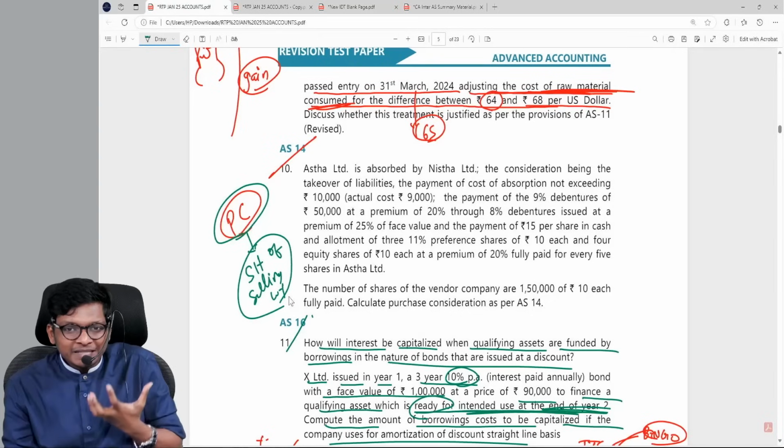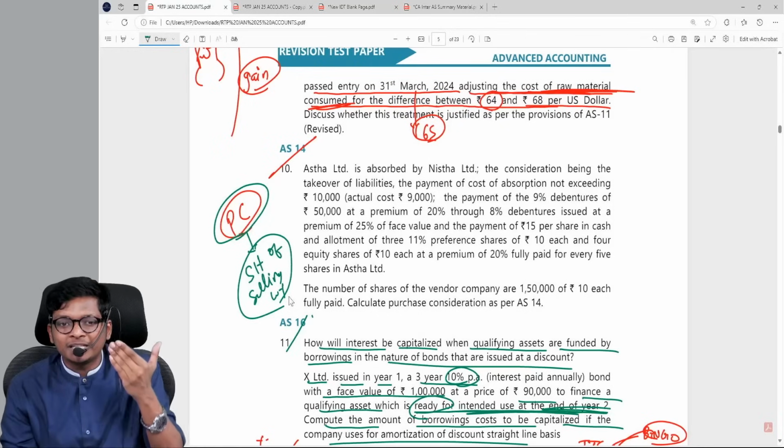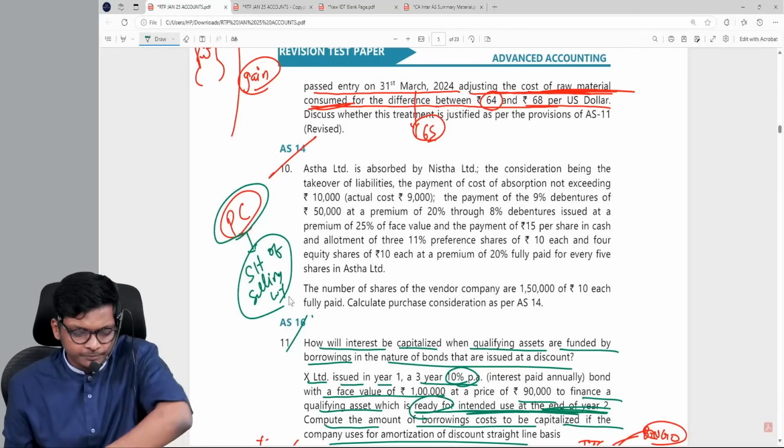No. So PC is what is paid to the owners of the company. Owners are shareholders, equity and preference. Now let's study this question.